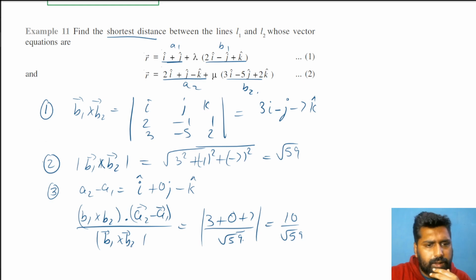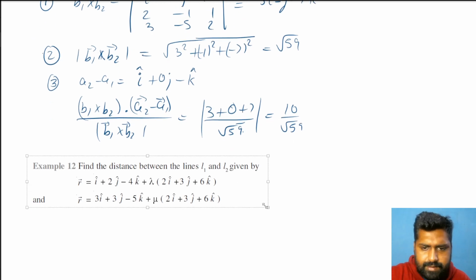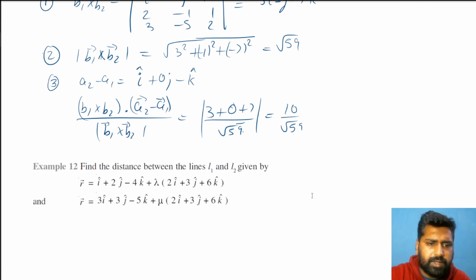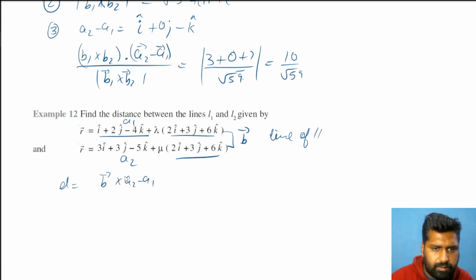Let's do the last formula question, distance between two parallel lines. So for parallel lines, all you need is A and B, A1, A2, and you can see both have the same B vector, so the lines are parallel. The moment I see both have the same B vector, lines are parallel, so I have to use the formula of parallel lines. The distance formula is B vector cross A2 minus A1 upon magnitude of B, with another mod.